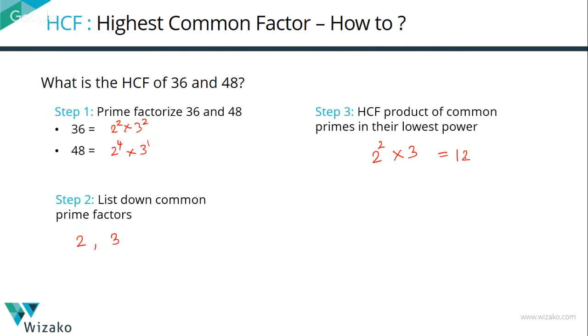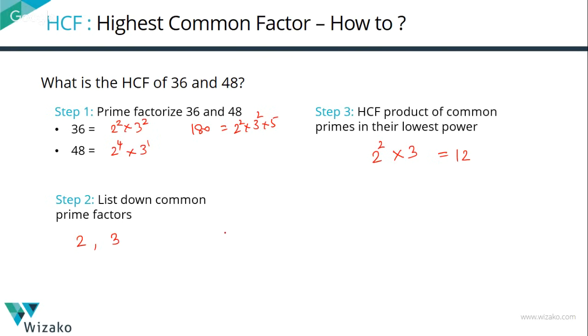So quickly, for any set of numbers you're going to find out, it's exactly a 3-step process. Prime factorize all these numbers. List down only common primes. For example, if this number had been 180, we would have had 2 square into 3 square into 5. In that case, I'll pick only 2 and 3 because 5 is present in 180, but it is not present in 48. So we're going to pick only common primes.